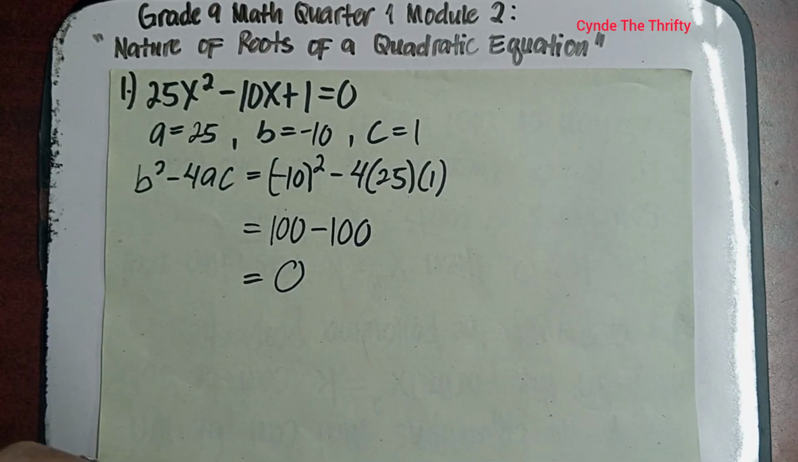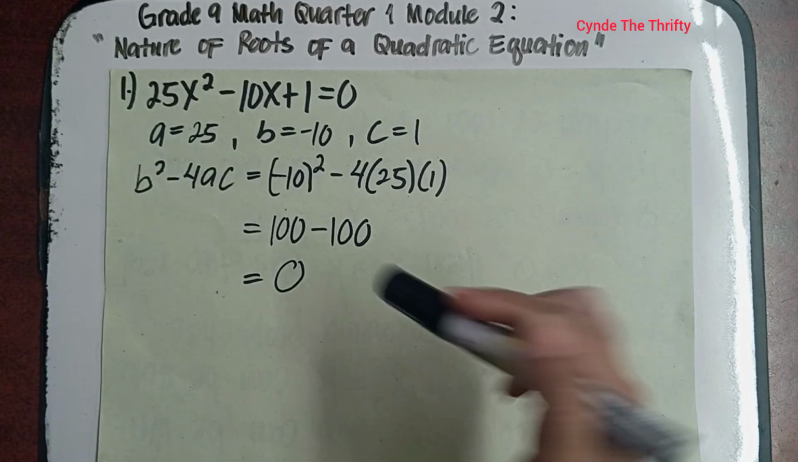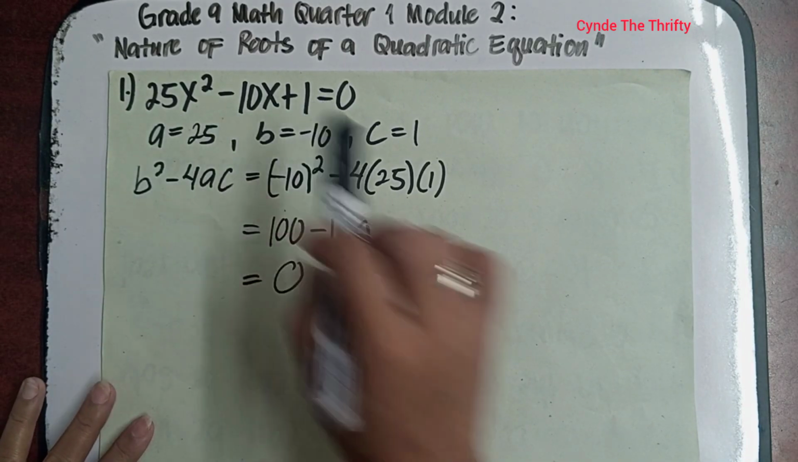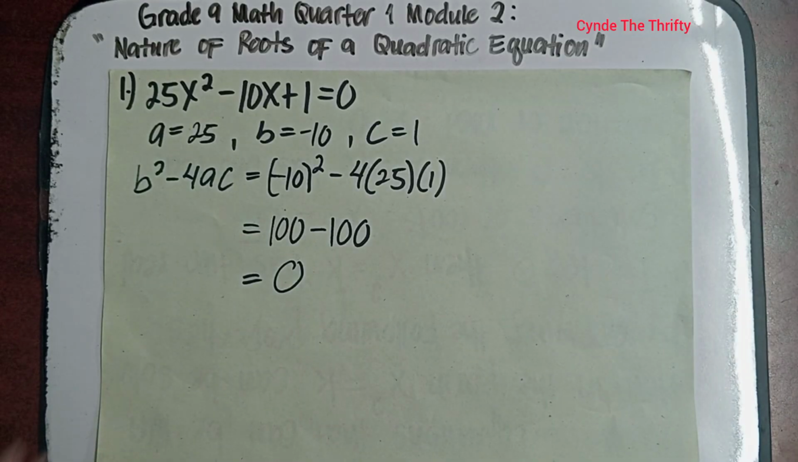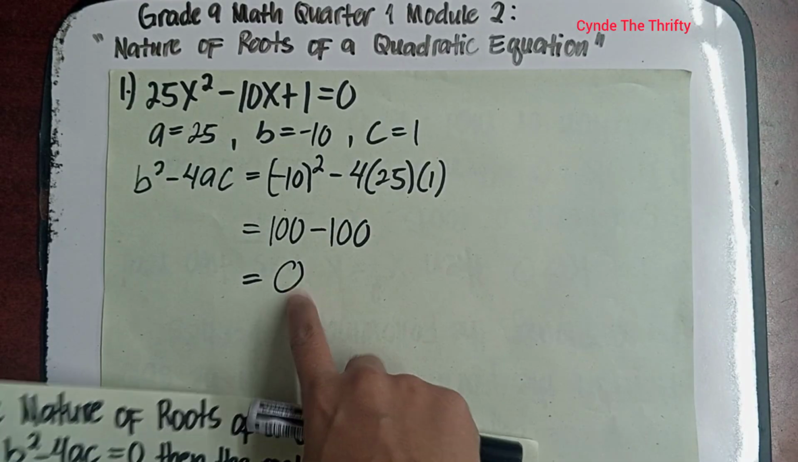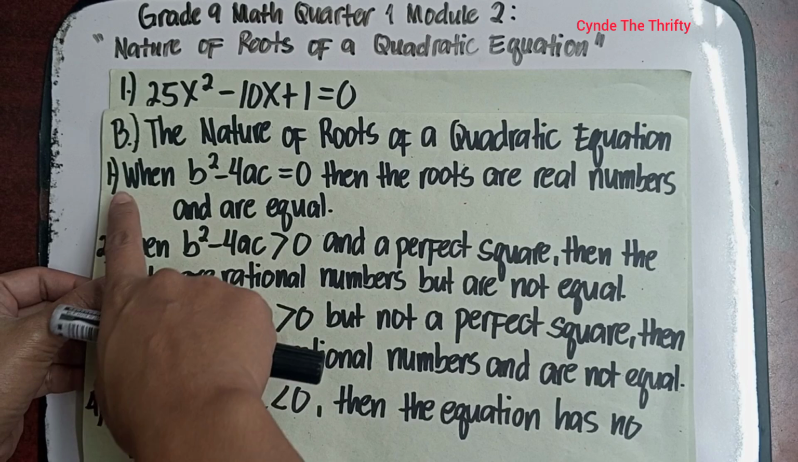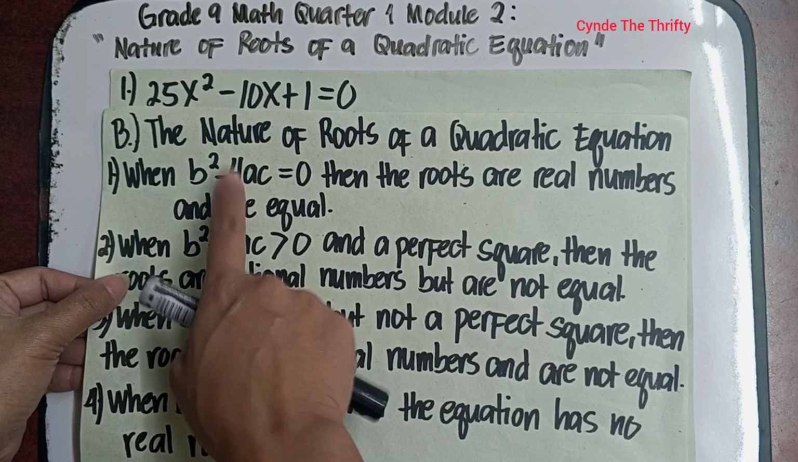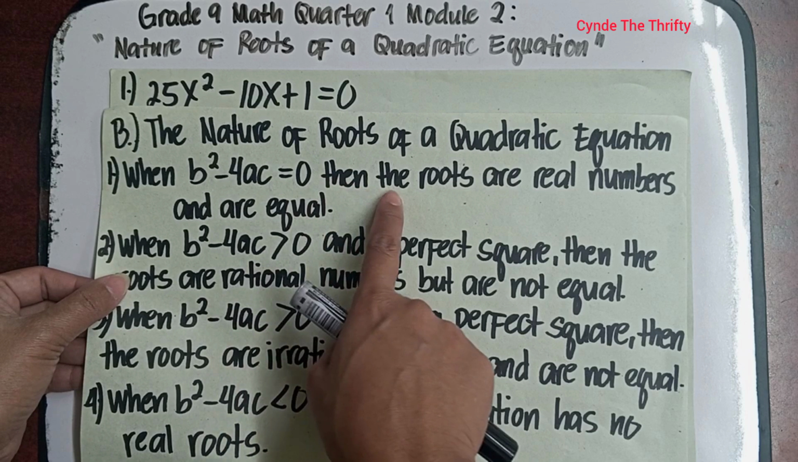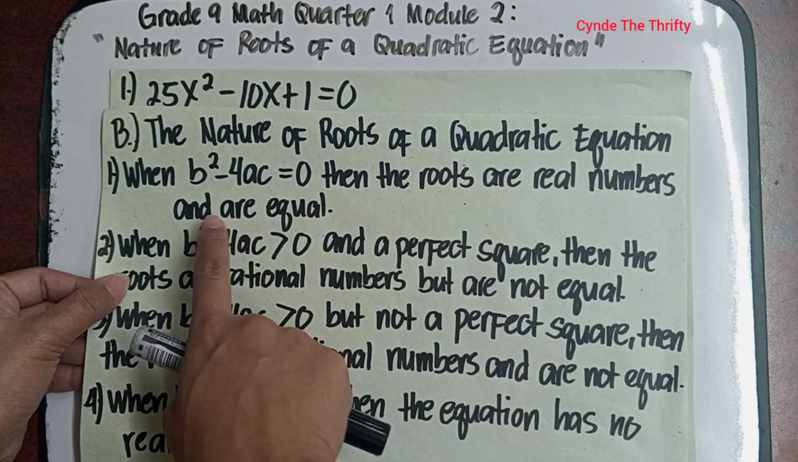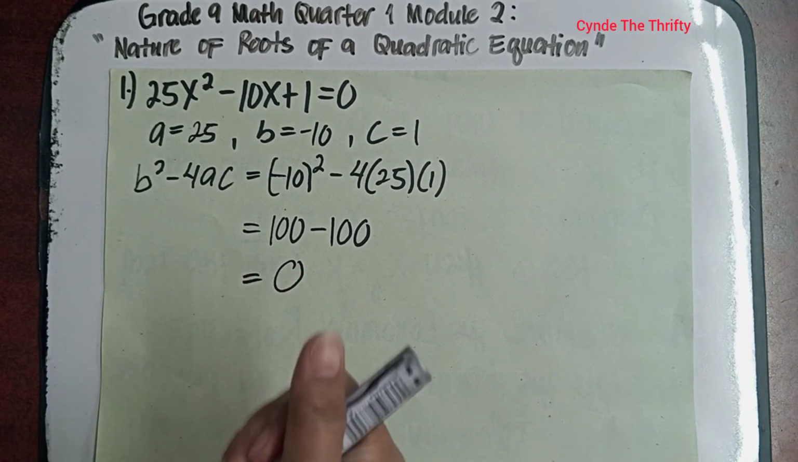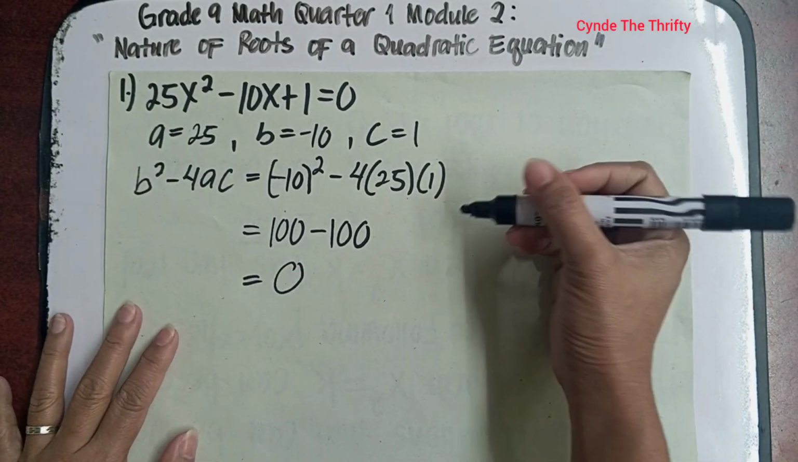Ngayon is i-identify na natin ang nature of roots ng ating equation na 25x squared minus 10x plus 1. So, titingnan natin dito sa ating nature of roots. 0 ang discriminant natin. Okay, so dito siya sa first nature of roots. When ang value ng ating discriminant is equal to 0, then the roots are real numbers and are equal. Okay, so ang answer natin is, ang nature of roots niya are real numbers and equal.